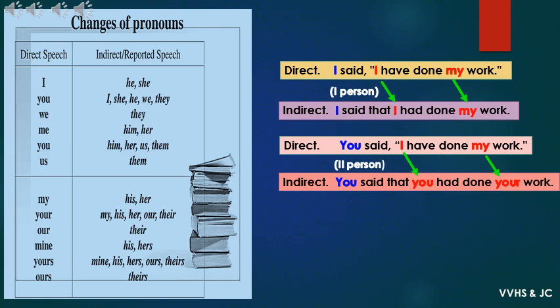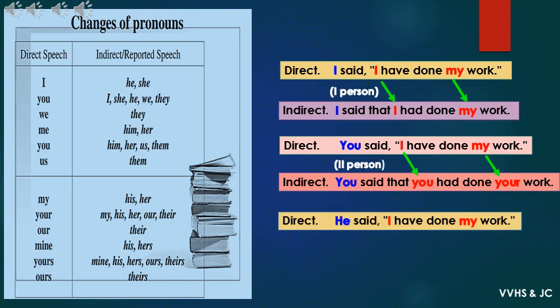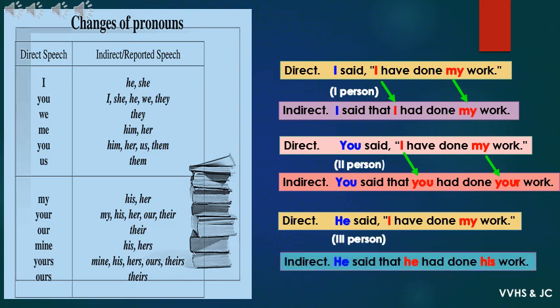Now let's see another example. He said that I have done my work. Here he is third person. So what will be the change in pronoun in the indirect speech? He said that he had done his work. I has changed to he and my has changed to his.